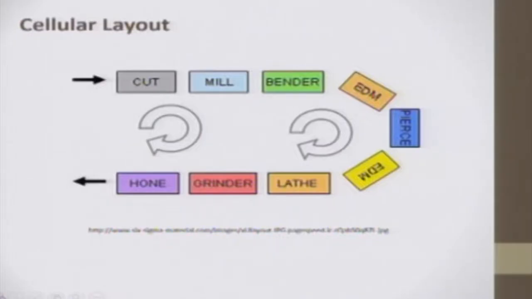Let us first see what is this cellular layout. So in this case, this is one cell. The part is cut, mill, bend, EDM, pierced, then EDM, lathe, grinder, hone. This is kind of a U cell. There are certain cell shapes. So in U kind of pattern of the cell, what is there? The input and output is on the same side. So this is made when receiving and shipping is to be brought to the same side. So U patterns are also preferred in just-in-time layout, JIT layouts.